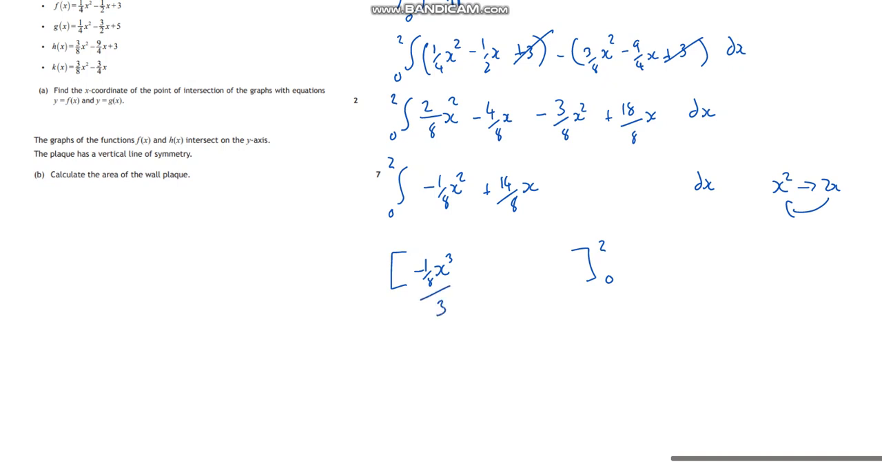Just divide that by my 3. Add 1 onto the power, so that's a new power of 2. And I've got 14 over 8, and I'm going to divide that by my new 2.